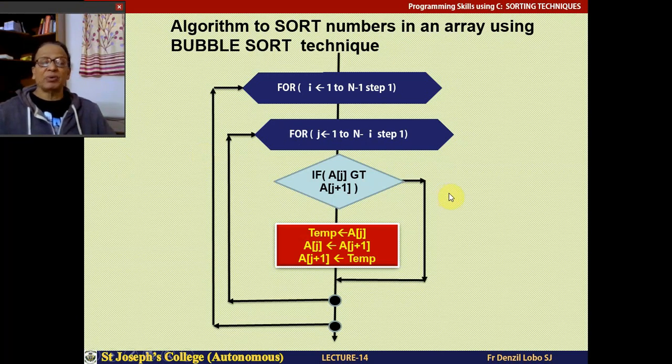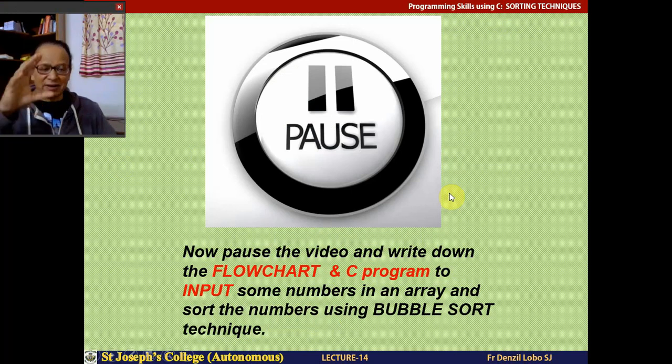Now it is your task to again write the complete flowchart. In the complete flowchart, get the value for n, enter n numbers, then you print those numbers which are not ordered. Then you do this sorting using bubble sort and then display the values. So now you write the complete flowchart and C program. Stop your video.